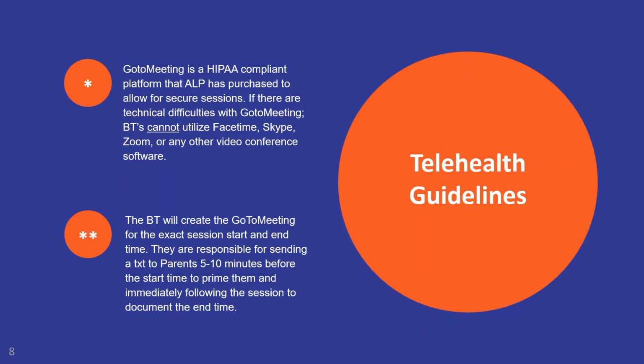Also, you will create the meeting for the exact start and end time of the sessions that have been added to your Central Reach. You are responsible for sending a text to parents 5 to 10 minutes before the start time to prime them, and then immediately following the session to document the end time.